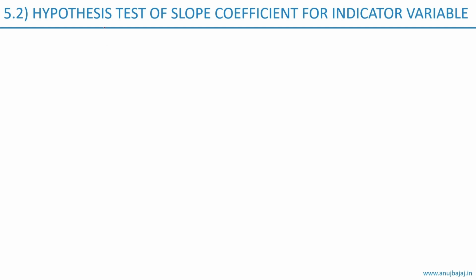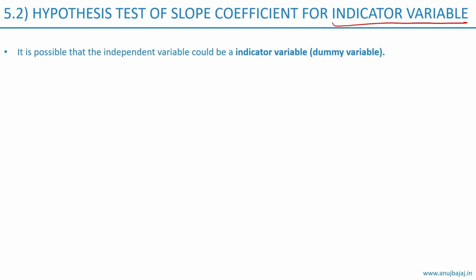Now let us conduct hypothesis test of the population slope coefficient when the independent variable is an indicator variable. It is possible that the independent variable could be an indicator variable. We also refer to it as the dummy variable. Indicator variable can take only two values. It can either be 0 or 1. Let us understand this through an example.